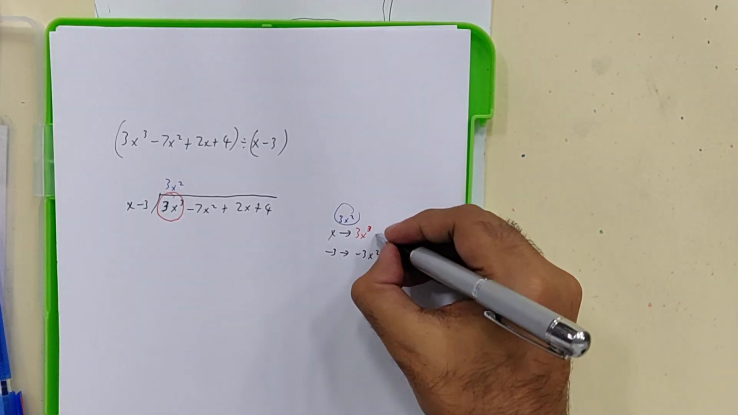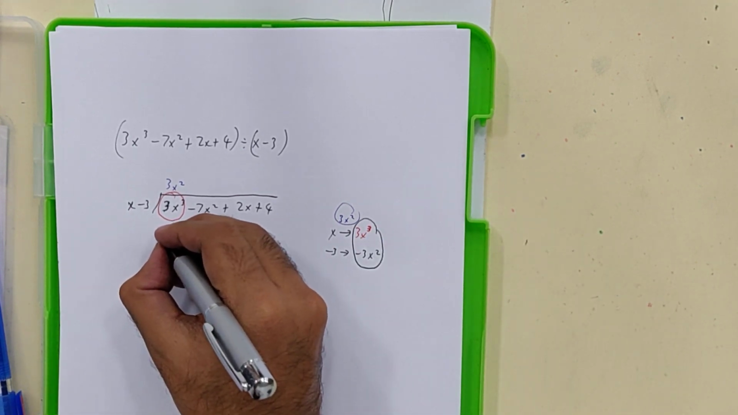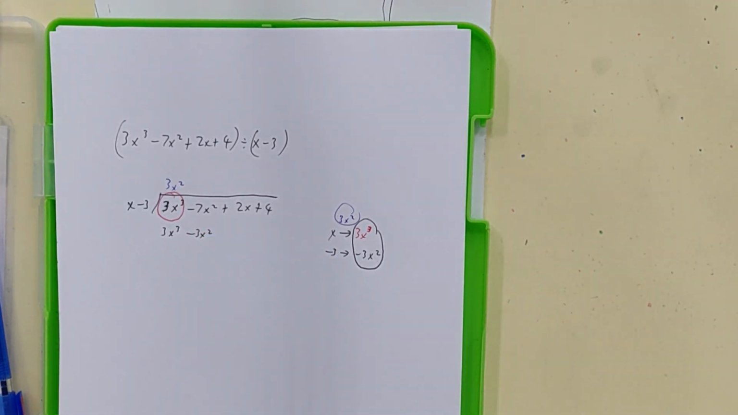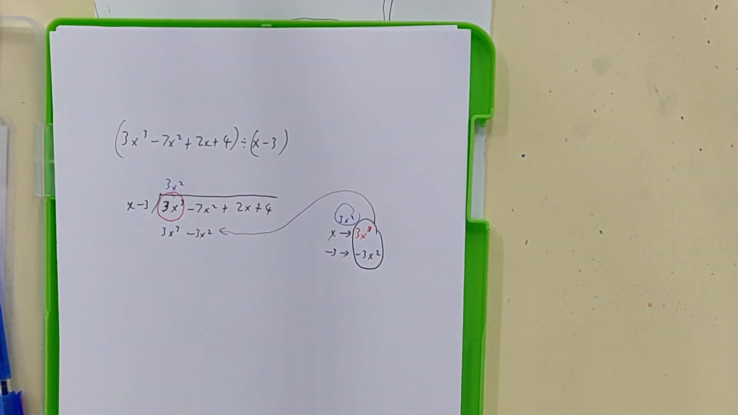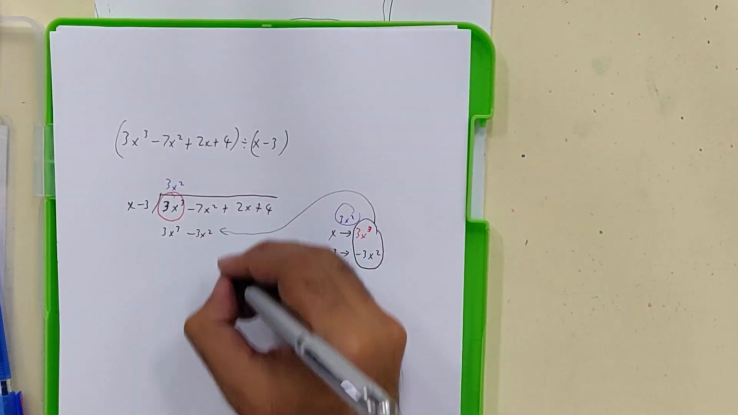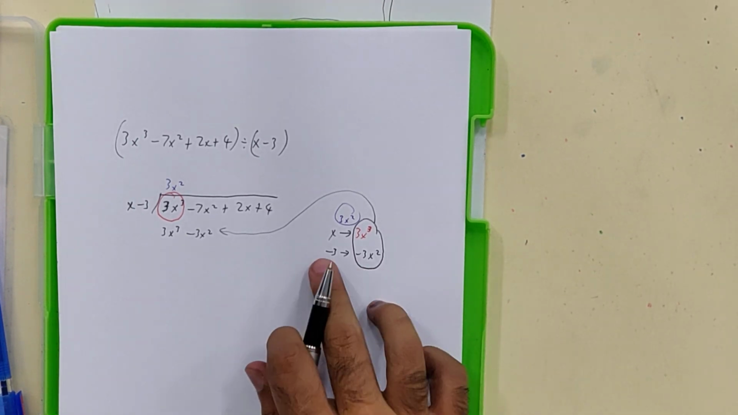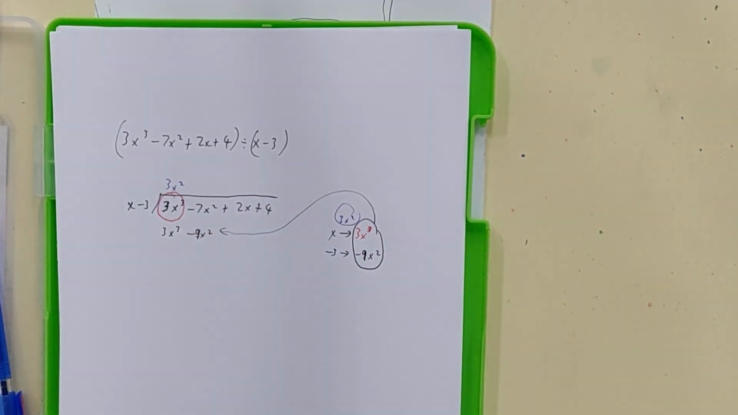Take this value, put it over here. 3x cubed minus 3x squared. Are you okay? Yes? Oh, yeah, sure. Negative 3, yeah. Thank you. Sorry, I got nervous.